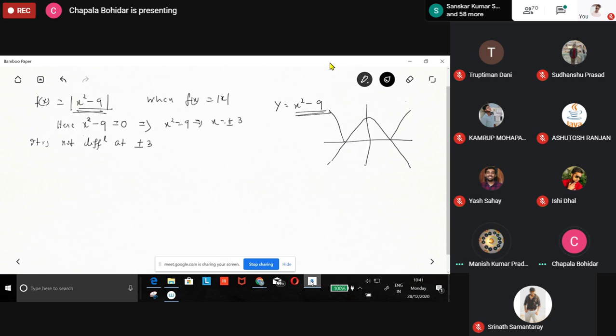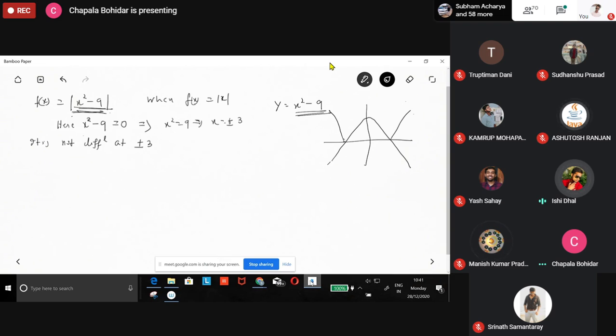Now you are clear? Yes, ma'am. But what is given in the question? It is absolute value. So it is reflected by the x-axis, and we can get our value in this way. Clear now?